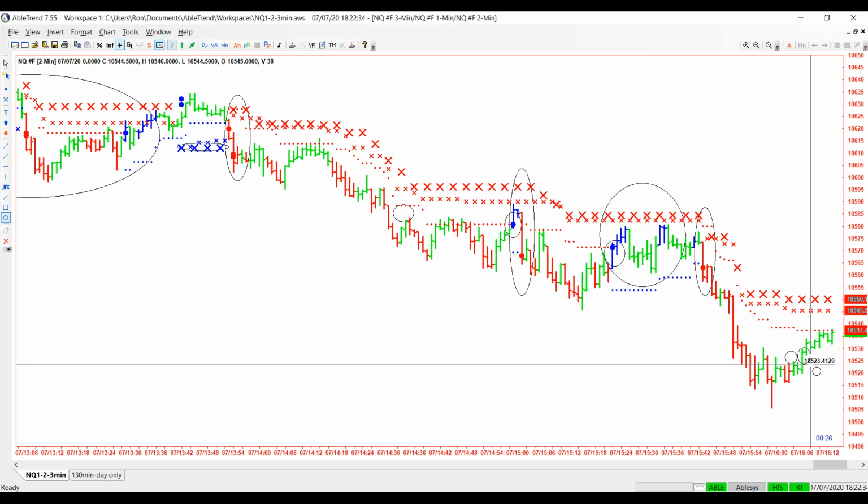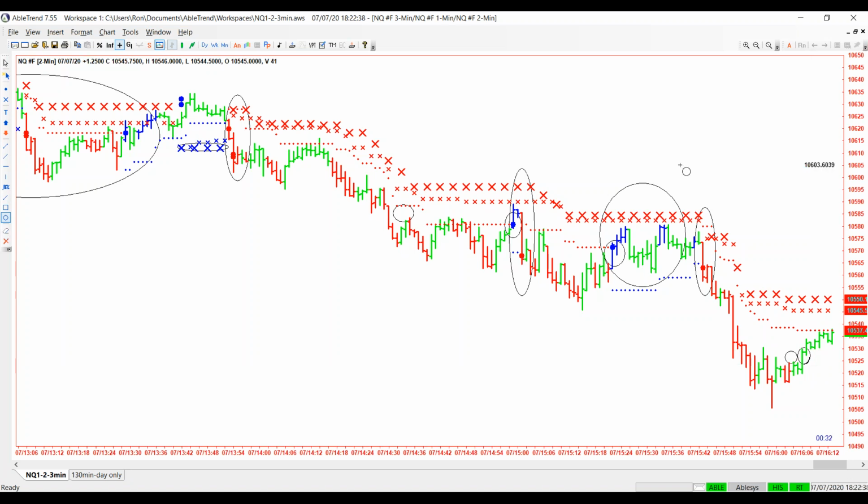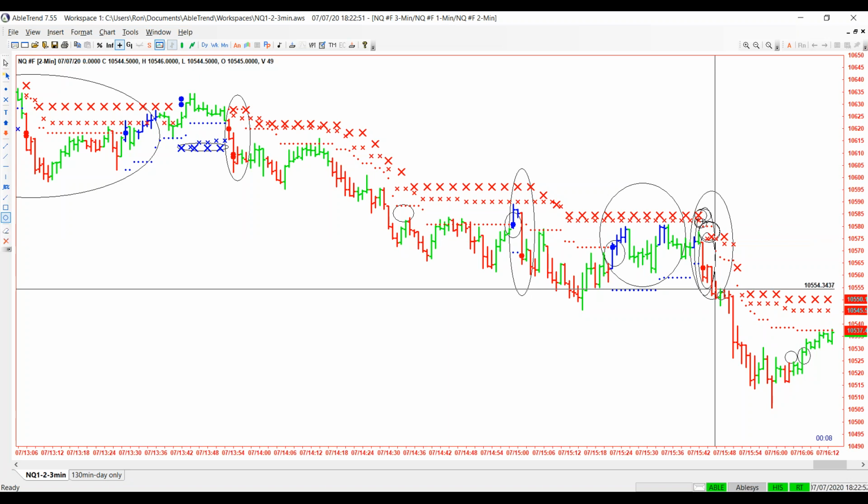Nice, nice, nice. Steve, why are you buying with the red X's? Buying? No, I'm selling short right here, Steve. See, red bar, red X, red dot, red 2 minute. You got a red 3 minute, a red 2 minute sell signal, a red 1 minute, and a red price bar. That's just as sweet as it gets.